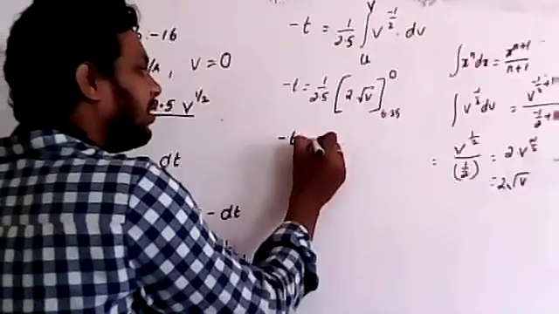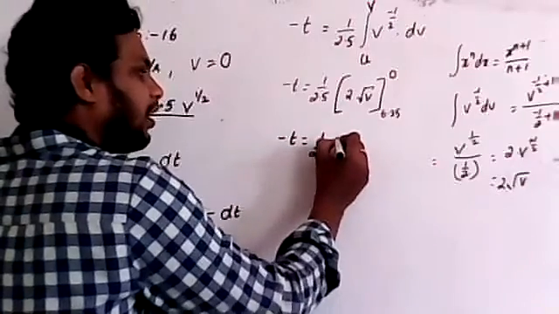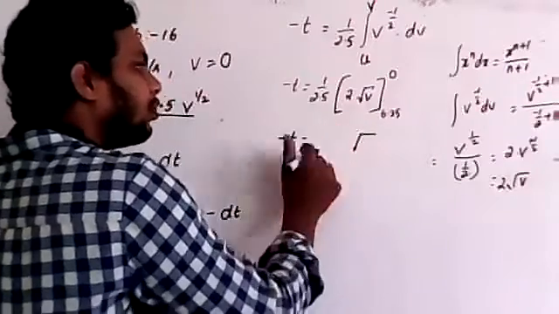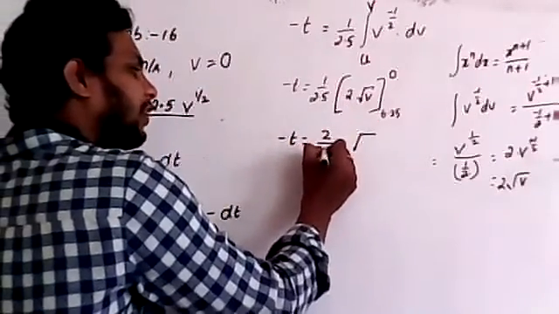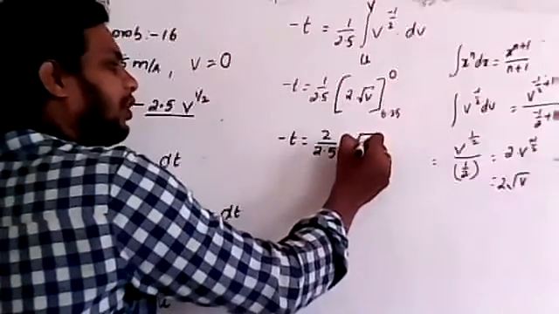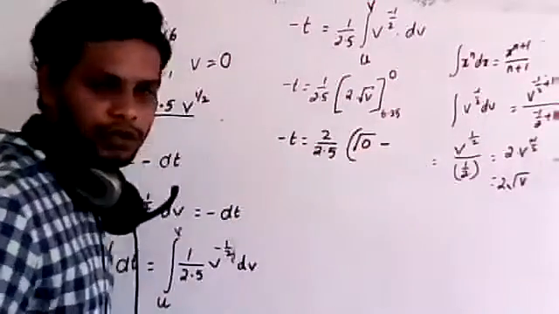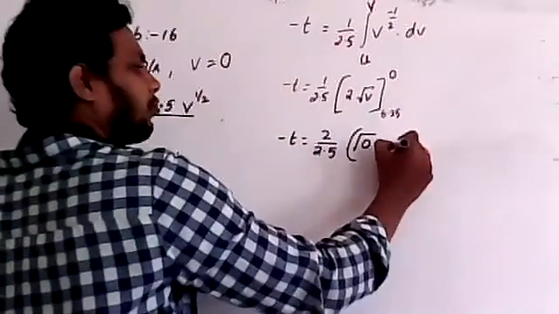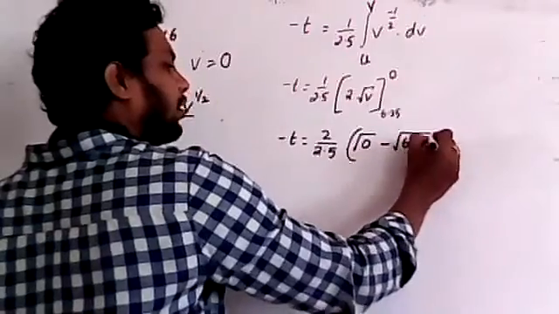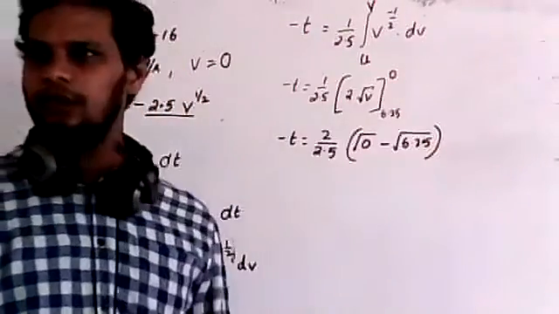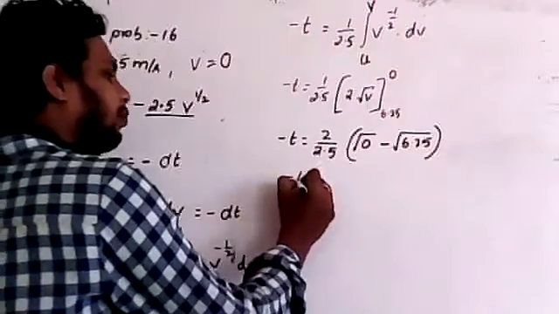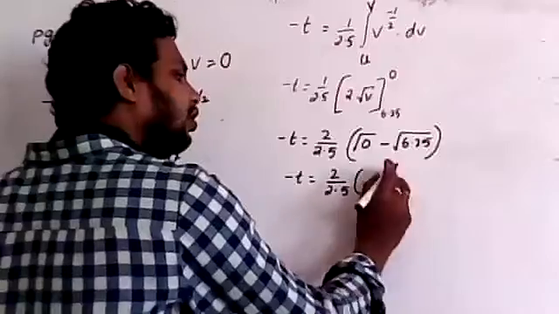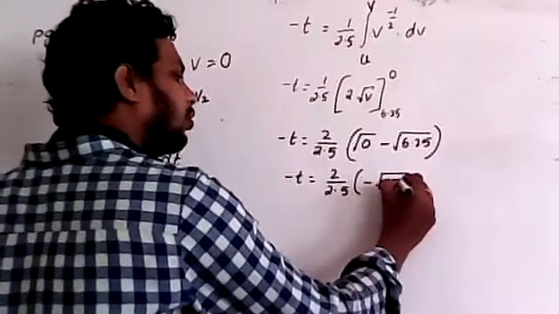You can write minus t is equal to 1 by 2.5 into 2 into square root of v, with the 2 coming out of the bracket, so 2 by 2.5. Now first substitute the upper limit, square root of 0, minus the lower limit. What is the lower limit? Square root of 6.25. So minus t is equal to 2 by 2.5 into minus square root of 6.25. So what is the square root of 6.25?